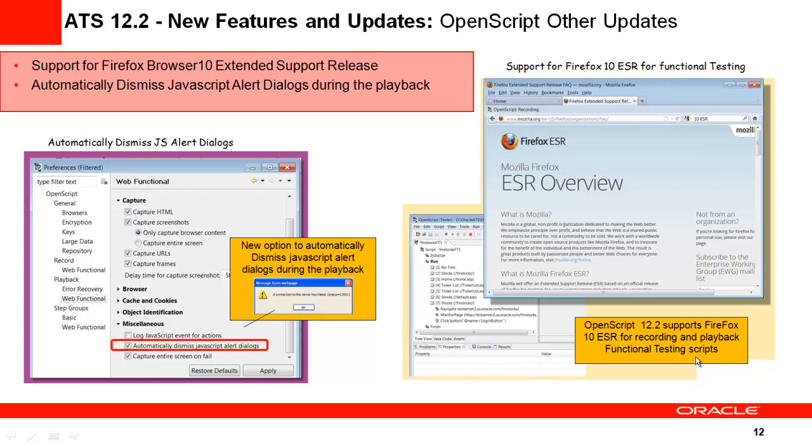And the last new feature we have for OpenScript 12.2 is a new setting, automatically dismiss JavaScript alert dialog. This setting has been added to the OpenScript preference web functional playback section. When this setting is checked, during playback, if there is any unexpected JavaScript alert dialog displayed, OpenScript will automatically dismiss that dialog. And this action will be shown in the result report and tells you at which step the alert dialog was dismissed. Please note that this feature only handles JavaScript alert dialogs. More generic dialog handling is being planned for future releases.